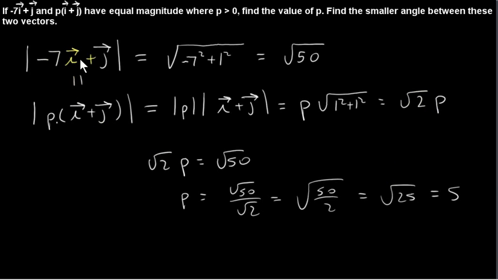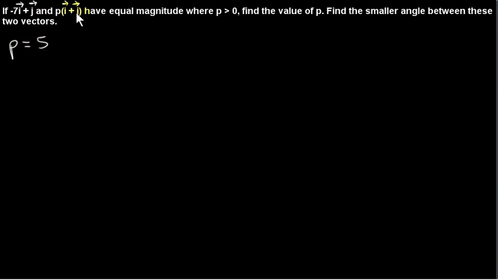These two vectors have the same magnitude, so root 2 p equals root 50. So p equals root 50 divided by root 2, which can be written as root of 50 over 2. 50 divided by 2 is 25. Root 25 is 5. Now that we've established that p is equal to 5, we know that the second vector, p times i plus j, must be 5i plus 5j.